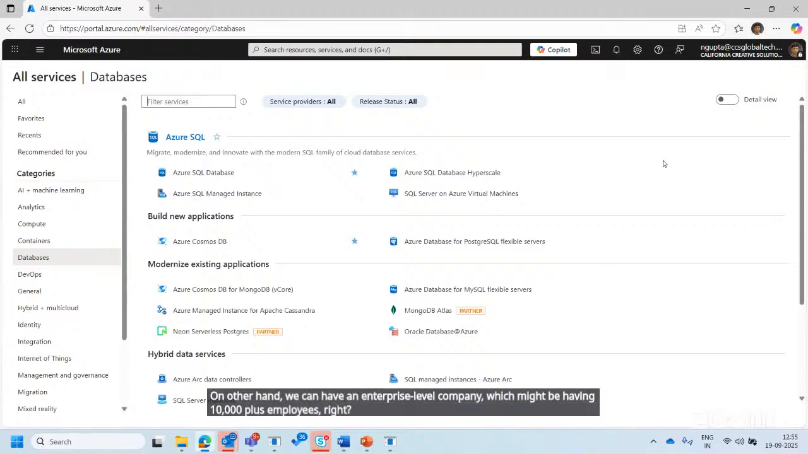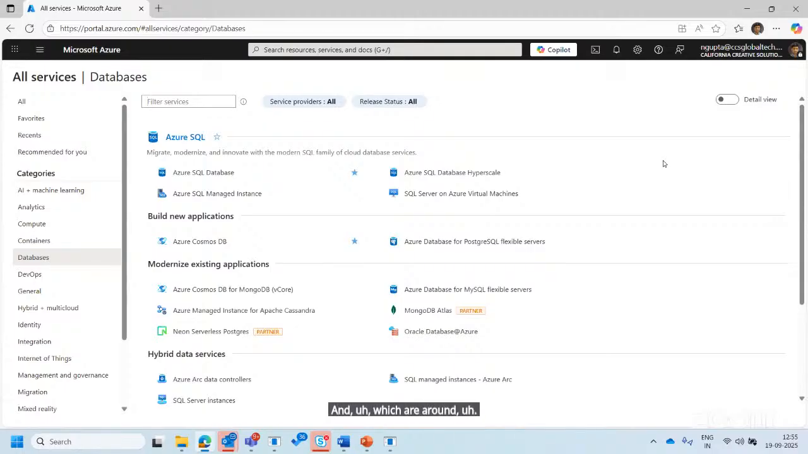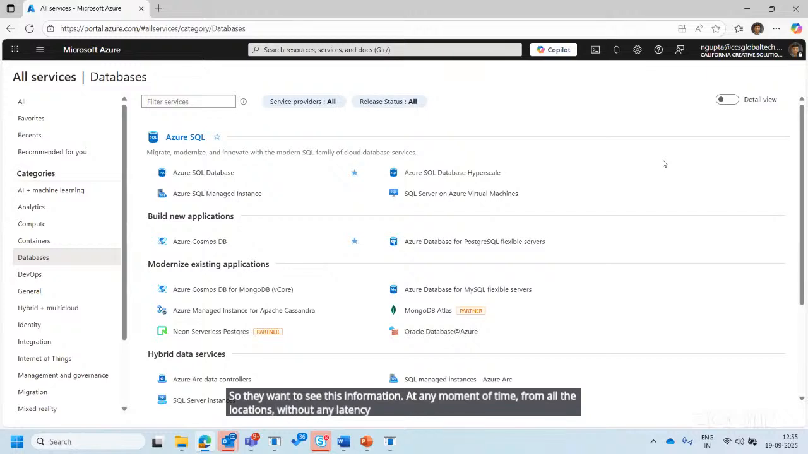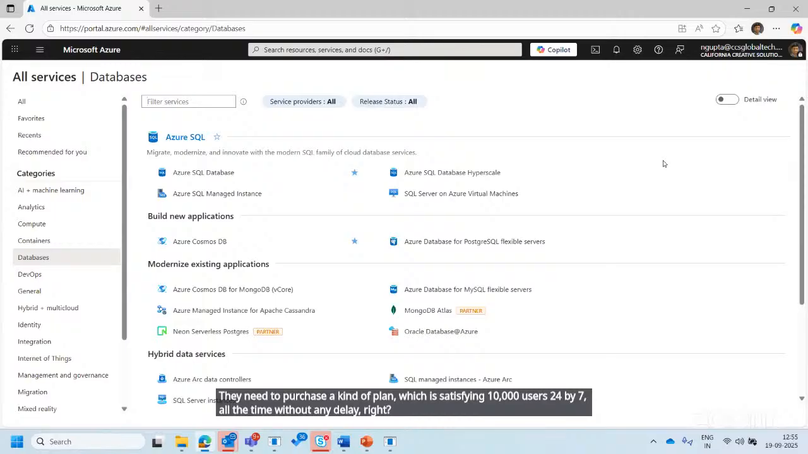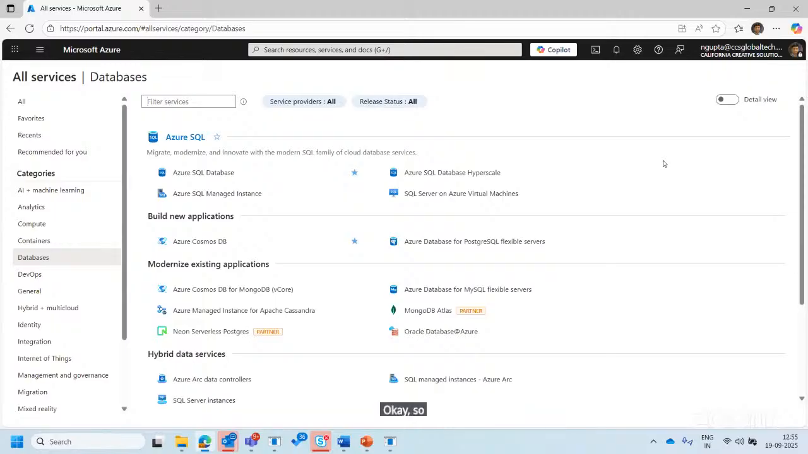And which are around, let's say, two or three continents, and we have a huge amount of data always transacted and analyzed every single minute, right? So they want to see this information at any moment of time from all the locations without any latency problem. So they need to purchase a kind of plan which is satisfying 10,000 users 24/7 all the time without any delay, right? So again, the choice is yours. So in this particular case, you are able to purchase any plan as per the requirement, right?